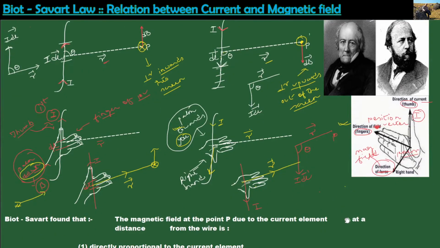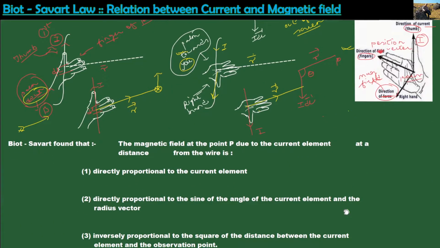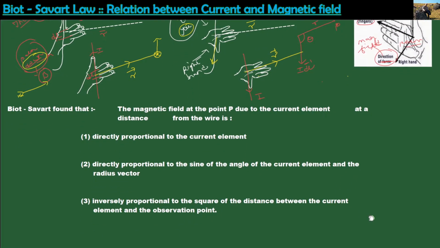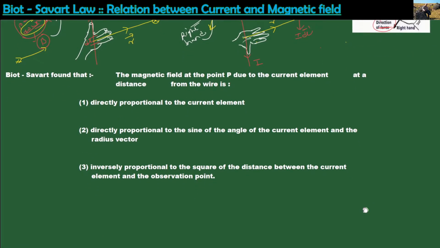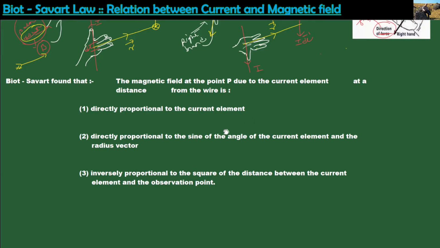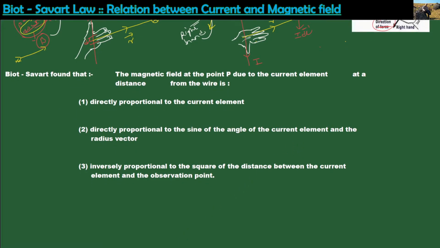Why are we stressing the direction of B? Because magnetic field is a vector quantity. So from here, what Biot and Savart did is find that Biot Savart's law is an empirical formula. The magnetic field at the point P due to the current element IDL at a distance R is given by this relationship.